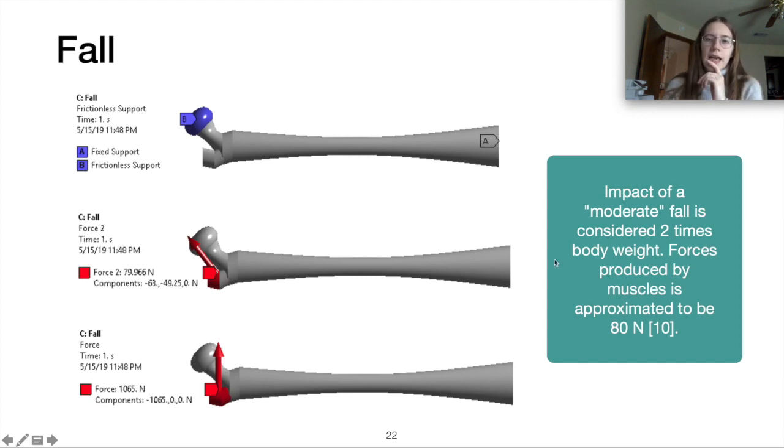It's just vertical. And I got the value of the fall also from a paper where the moderate fall impact is considered to be 2 times body weight. So that's what I did there. And in that same paper, they said that the forces produced by the muscles in this scenario is around 80 newtons. So I went ahead and simulated that.